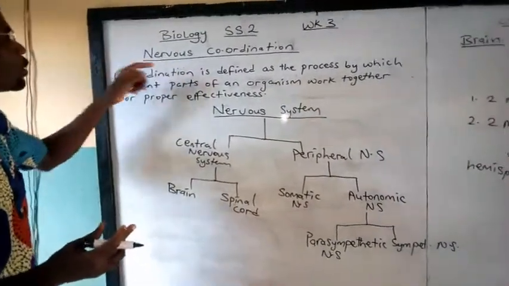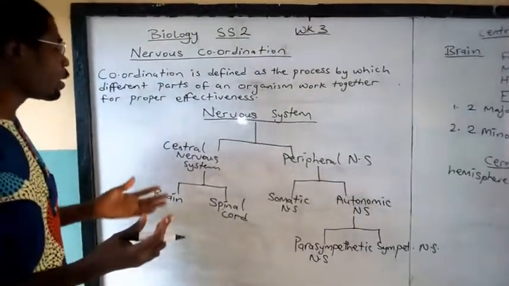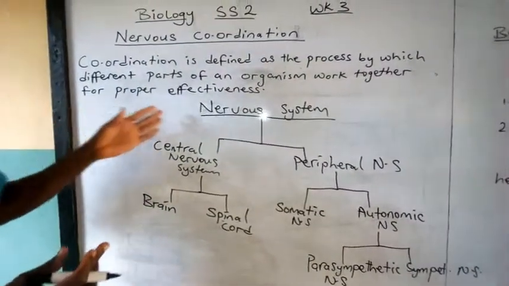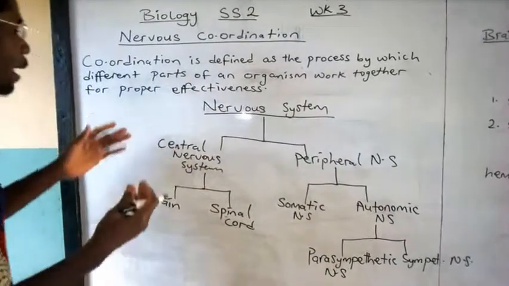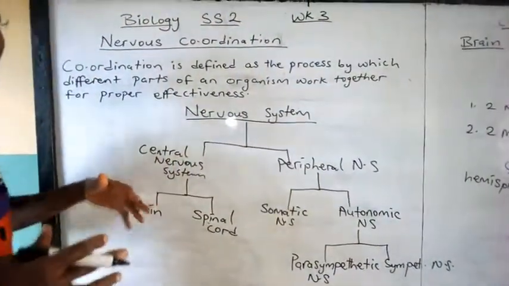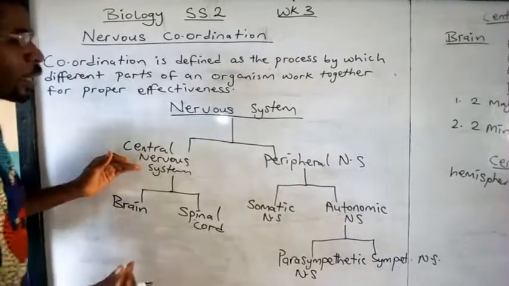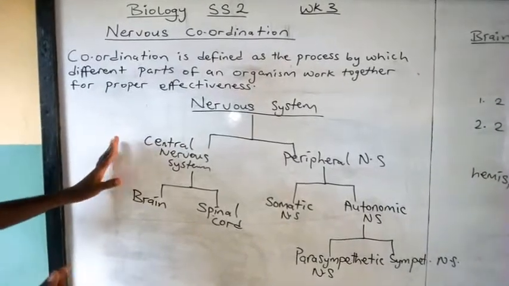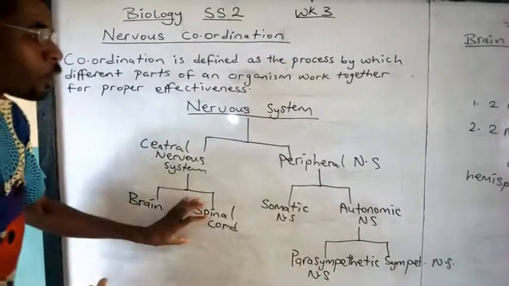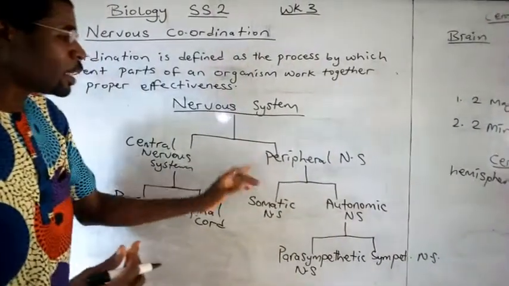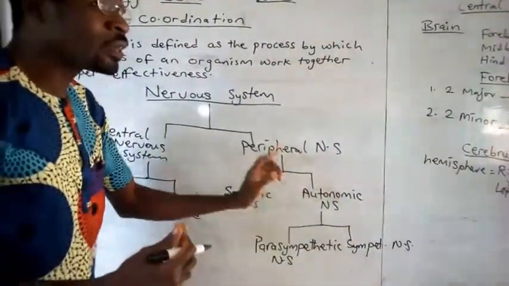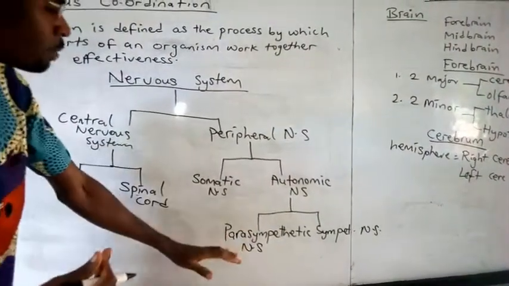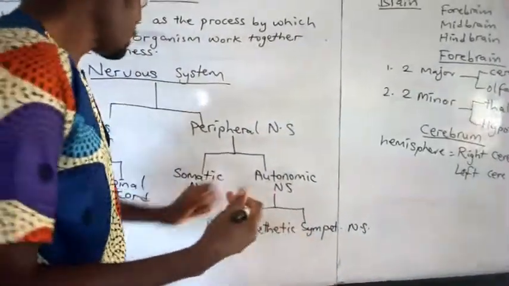Then we talk of nervous coordination. We are talking about coordination with the help of the nerves. So this is made possible through a system known as the nervous system. I quickly told you that the nervous system is made up of 2 giant umbrellas known as the central nervous system and the peripheral nervous system. The central nervous system, on the other hand, is made up of the brain and the spinal cord, while the peripheral nervous system is made up of the somatic and autonomic nervous system. Autonomic, on the other hand, is divided into 2 subgroups where we have the parasympathetic and the sympathetic nervous system.